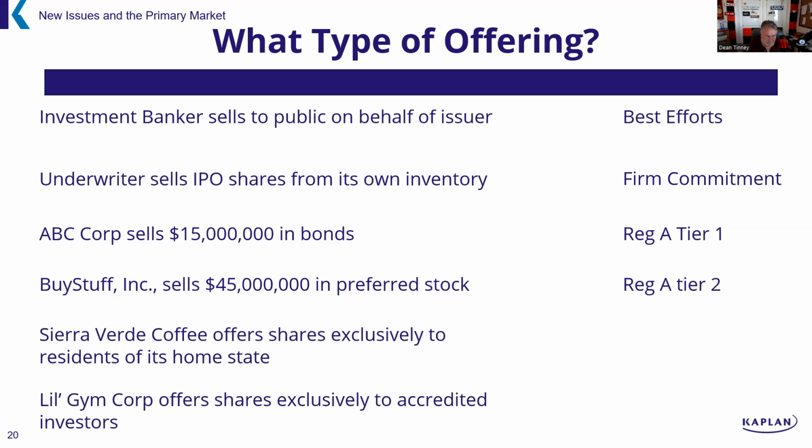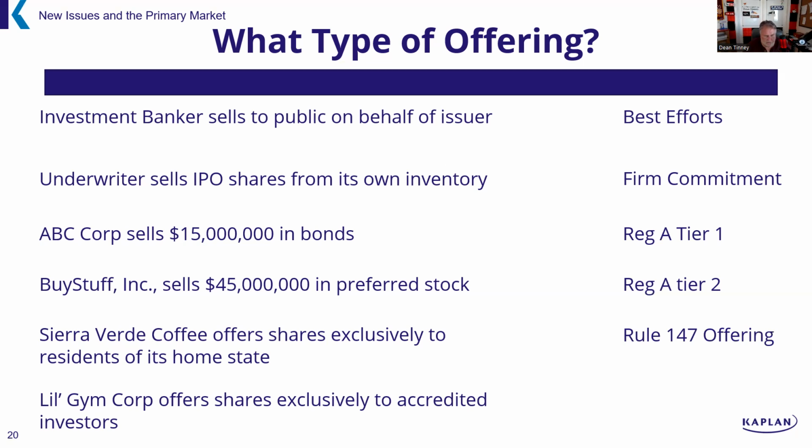All right, Sierra Verde Coffee offers shares exclusively, key pivot word, exclusively to residents of its home state. So the issuer is not making a registration statement with the SEC. So they're using a safe harbor or exempt transaction under 33. What might this safe harbor or exemption be? How about a Rule 147, an intrastate offering of securities? The issuer has to have 80% of its business and assets within the state, and test point, we can only sell it to residents of the state.